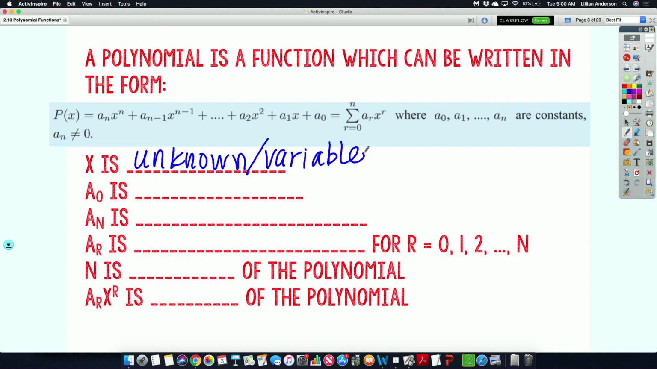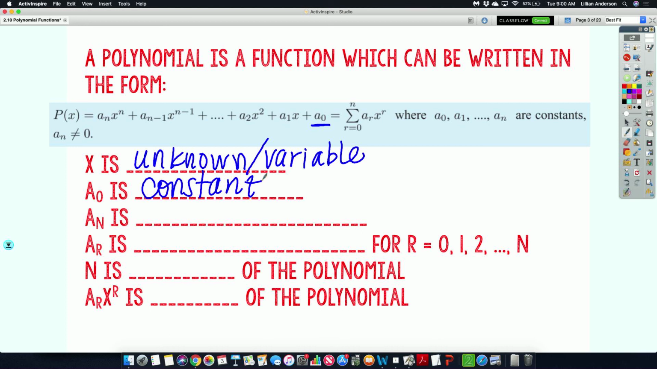A sub 0. If you look at this long general expression, a sub 0 is right here. It is the constant. That term that does not have a variable, does not have an unknown, is known as your constant.